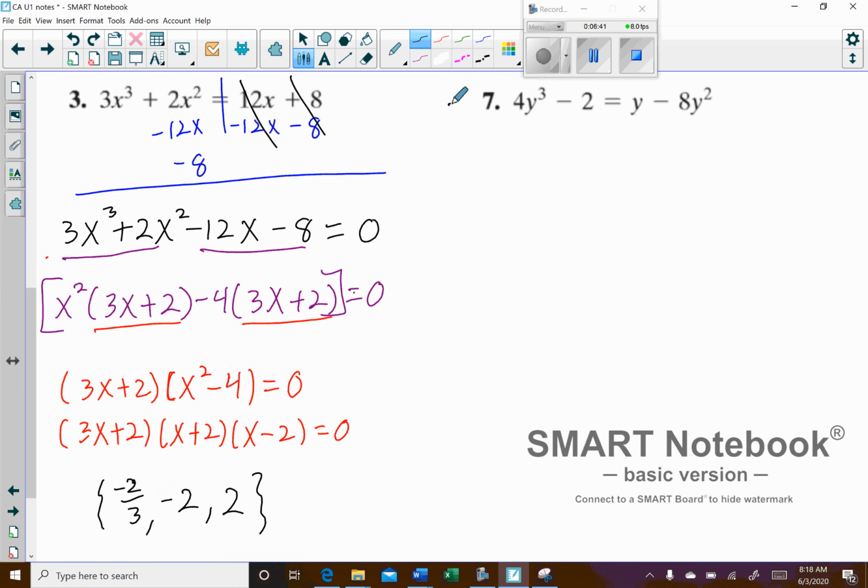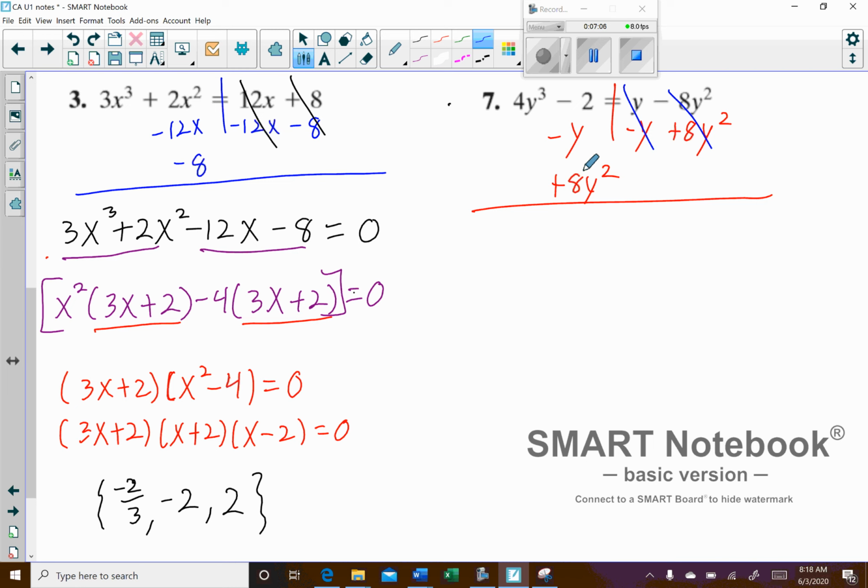Okay, so looking at 7, looks like we have a similar example here. Things are a little out of sorts, though. So once again, I'll move everything to the left side. So I'm going to subtract y from both sides and add 8y squared. Okay, so all that cancels out on the right.